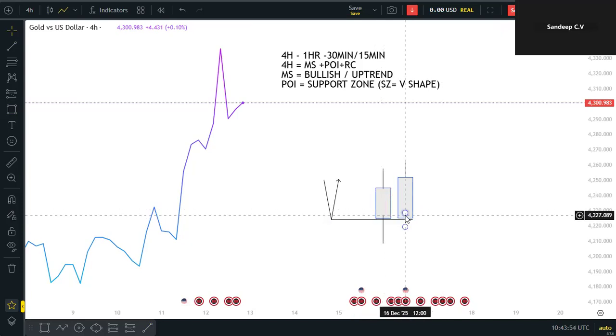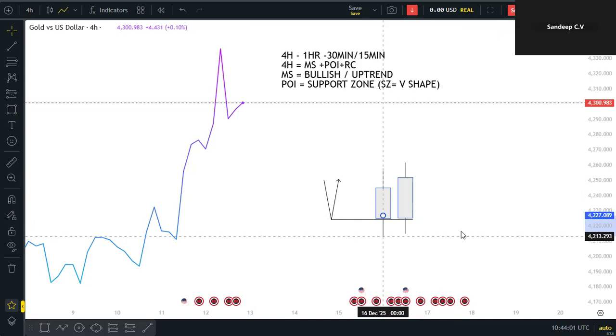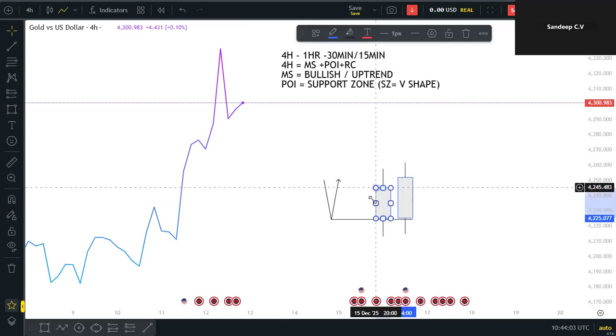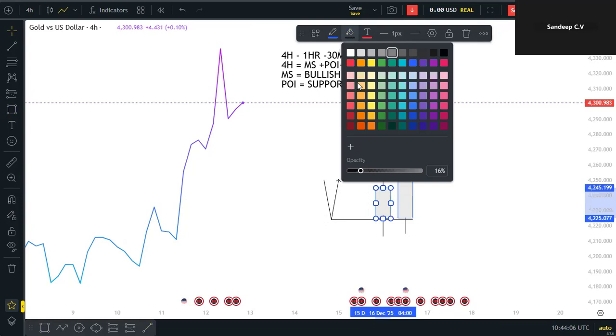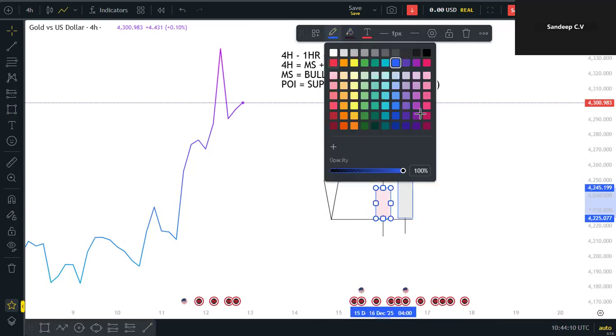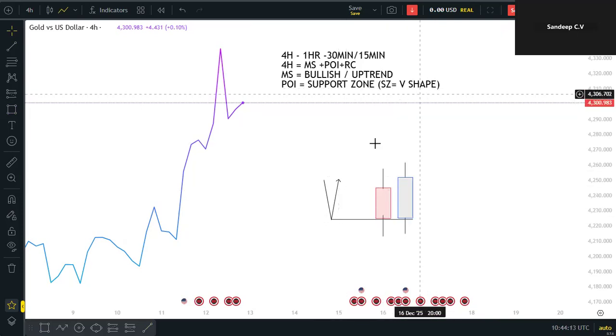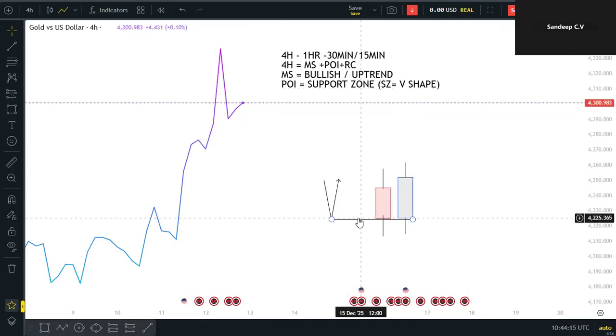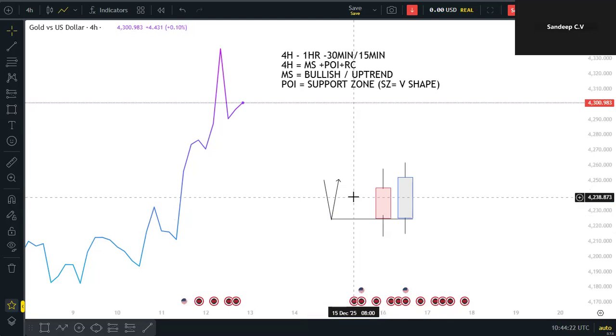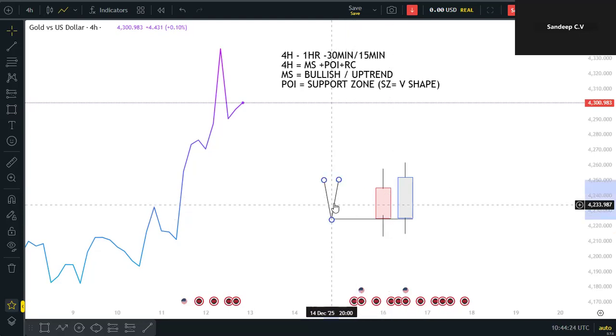And remember, all this is happening on the 4 hour time frame. You have not shifted time frame yet. So a support zone is made up of a sell candle and a buy candle. On your line chart, it is a V shape, while on the candlestick pattern, it is a sell candle and a buy candle.